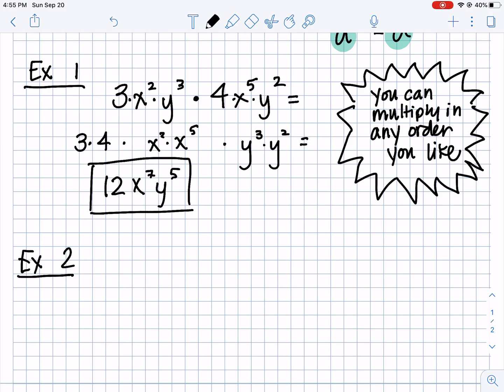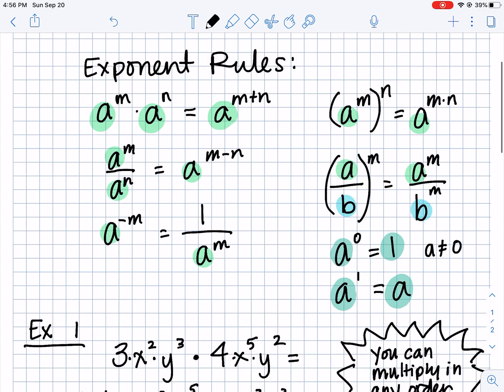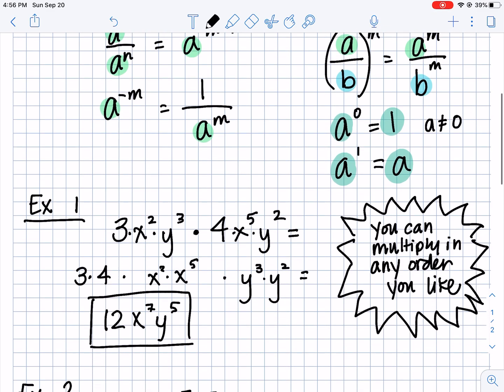Let's say we have 12a cubed b to the 7th power c to the 5th power over 15a b to the 4th c to the 10th. So there's a lot going on in this problem, right? We have 12 over 15 that we have to reduce, and then we also have some a's, some b's, and some c's. And remember, all of this work only works when the bases are exactly the same.